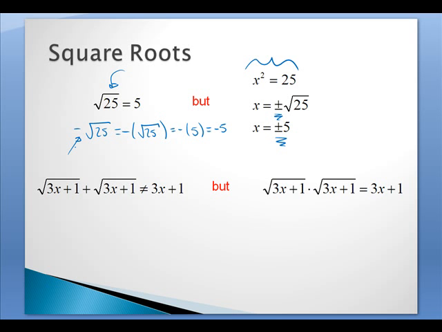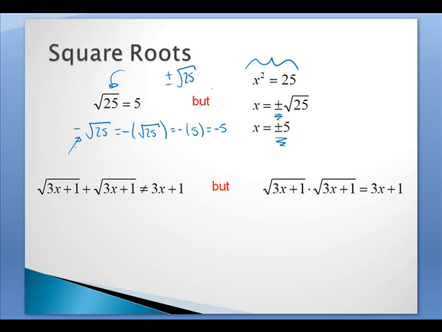However, with numbers like positive root 25, we usually only worry about the positive square root unless it was otherwise written as positive negative root 25. Then you would give the answer of positive negative 5 there.